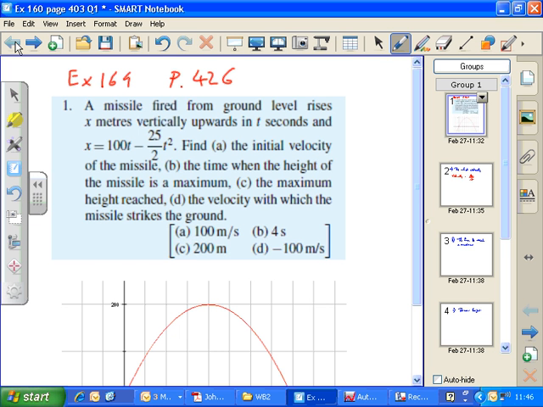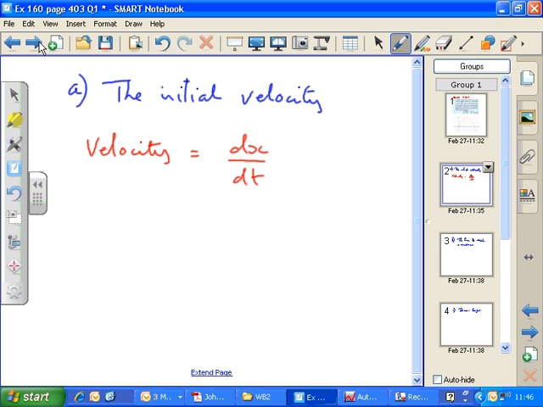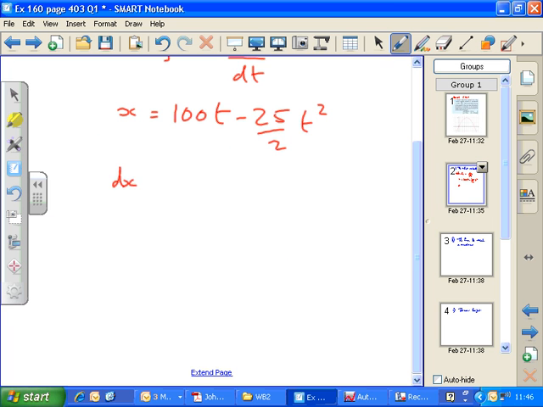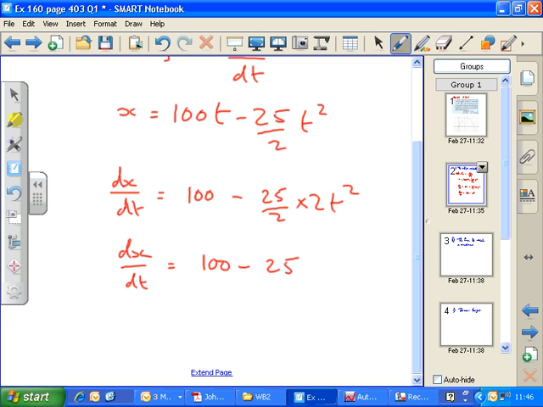So we've got our original function, and we need to differentiate it to find dx by dt. So we've got x equals 100t minus 25 over 2 t squared. So we need to differentiate it. That's the first step. To get dx by dt equals 100, t disappears, minus 25 over 2 times 2t. 2's cancel, so dx by dt equals 100 minus 25t. Sorry, this should be t, not t squared.